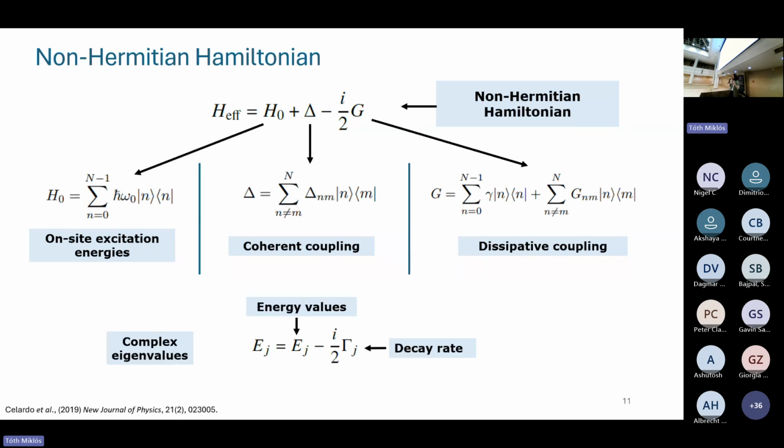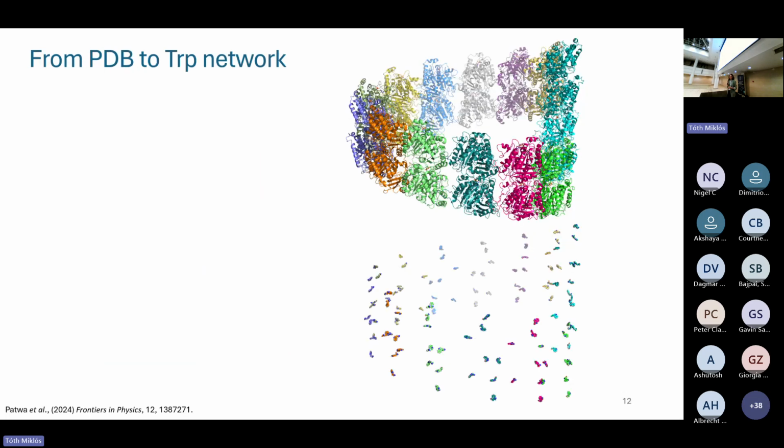So remember, we had all this network with different positions. With this Hamiltonian, you can diagonalize it and get the eigenvalues and eigenvectors of your system. But because it's a non-Hermitian Hamiltonian, you have a real part and an imaginary part. The real part will give you the energy of each exciton, and the imaginary part the decay rate for each exciton in our system.